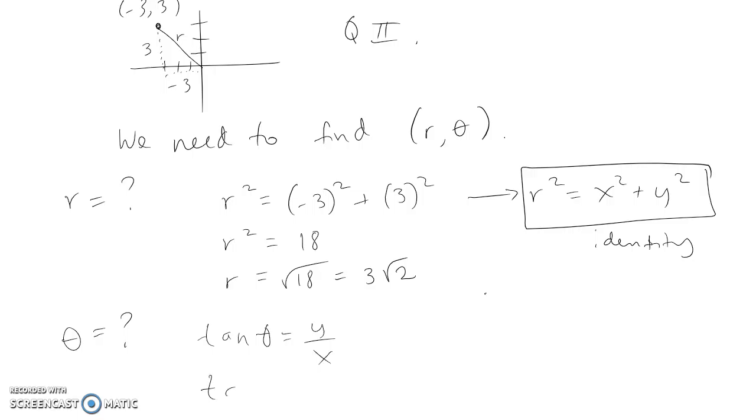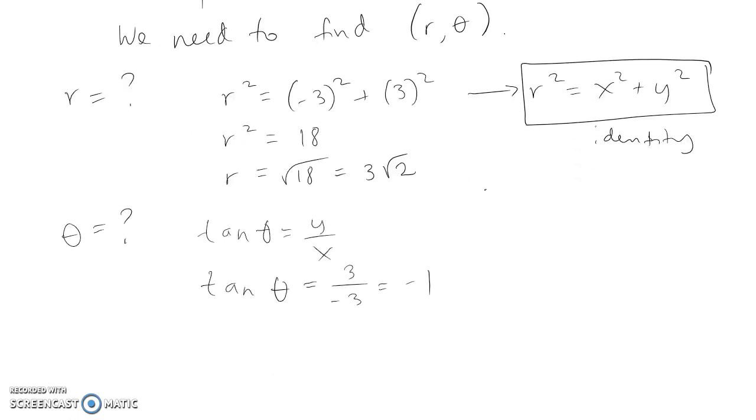So if we think about y over x, we know that tangent of some theta is 3, which is y, over -3, which is -1. Now the angle that's in quadrant 2, whose tangent is -1: remember we said that this angle is in quadrant 2, so the angle in quadrant 2 with tangent -1 is 3π/4.